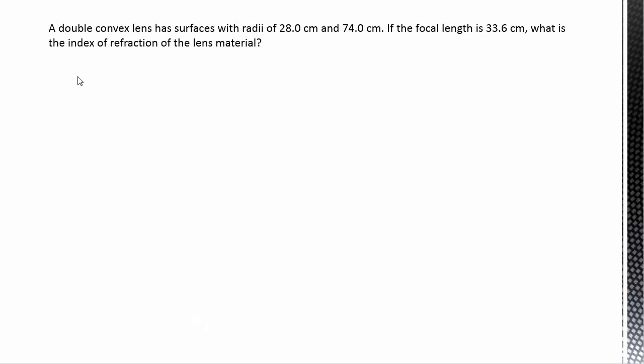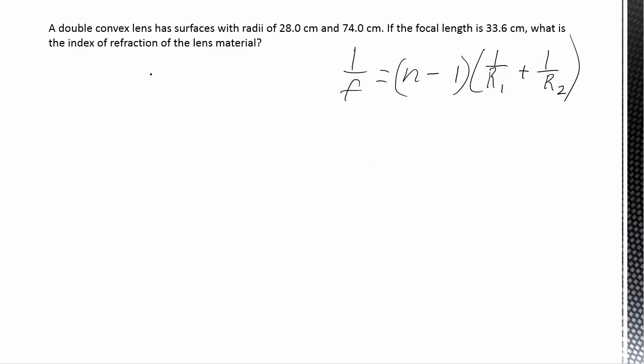Alright, let's do one problem with Lensmaker's equation. If you remember that one, it was 1 over the focal length equals the index of refraction of the material that the lens is made of, minus 1 times the quantity of 1 over R1 plus 1 over R2, where these R's are the radii of curvature of the two surfaces of the lens.